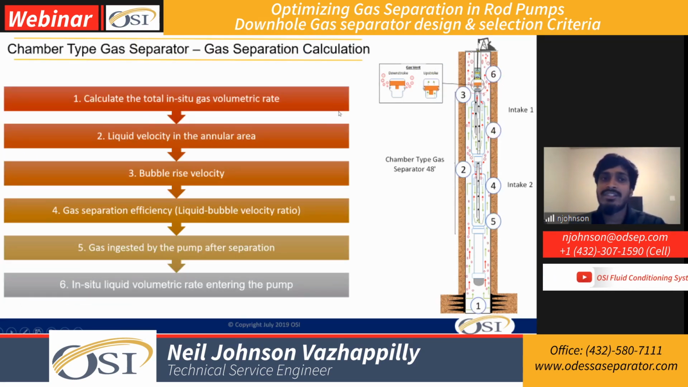All right, so the calculation is pretty similar to what we do in all of our separators. And what we try to find out is, after having these two individual chamber type separators, two individual gas separators, see what percentage of gas we can separate both individually and then averaging out to get an overall much higher separation efficiency, which I'll show you all here in the selection criteria. And finally, just use the separation efficiency to find out what gas can be ingested by the pump after the separation process.